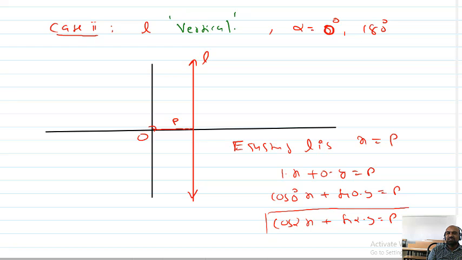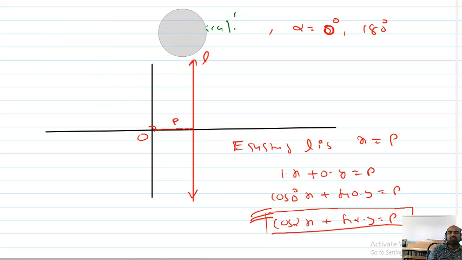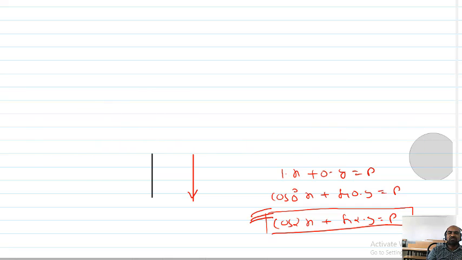What is the meaning of this? Again, a vertical line is also in the form x cos alpha plus y sin alpha equal to P. Therefore, this is also said to be the normal form of the straight line. So from case 1 to 3, I can conclude that x cos alpha plus y sin alpha equal to P represents a straight line in the coordinate plane, which is called the normal form, where P stands for the distance from the origin to that line and alpha stands for the angle made by its normal with the x-axis in the positive direction, which passes through the origin.